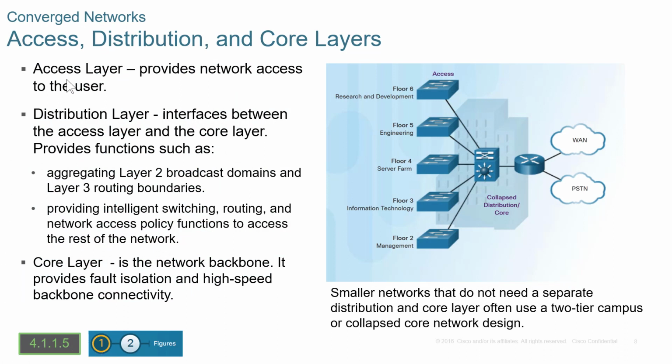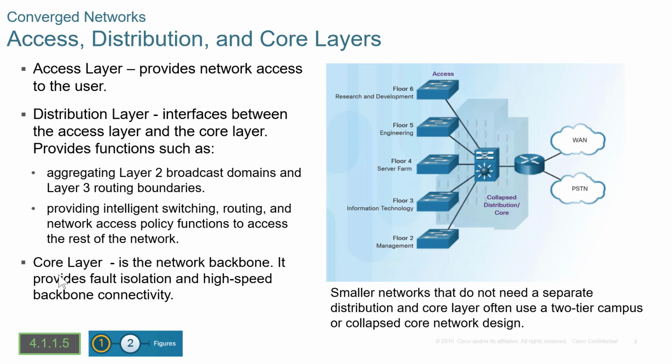So the access layer is pretty straightforward. It provides network access to the user. The distribution layer sits between the core layer and the access layer. So it's an interface between the access layer and the core layer. It aggregates layer 2 broadcast domains and layer 3 routing boundaries. It provides intelligent switching, routing, and network access policy functions to access the rest of the network.